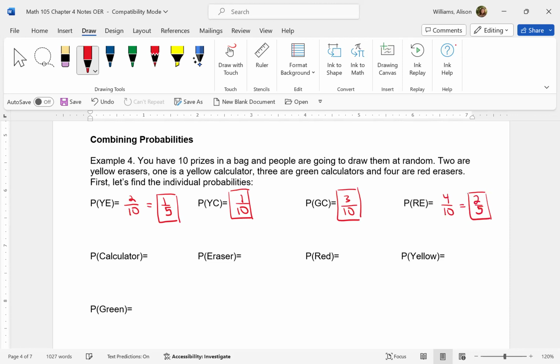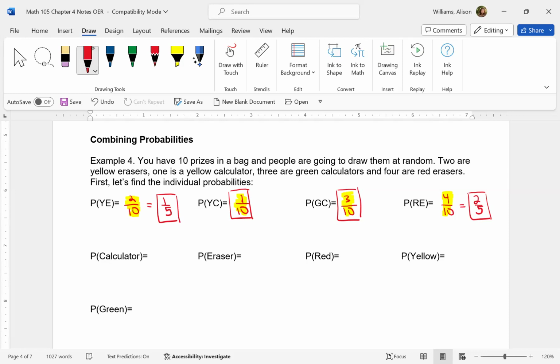Cool. Okay, real quick, I'm just going to comment that the items we just talked about represent all the possible prizes. If I look at the ones that are out of 10 and add those up, that adds up to 10 out of 10, right? 2 plus 1 plus 3 plus 4, 10 out of 10, which makes sense because I just listed all the prizes possible.